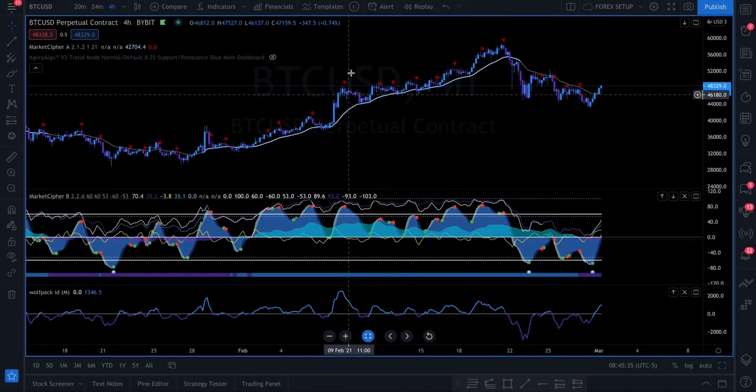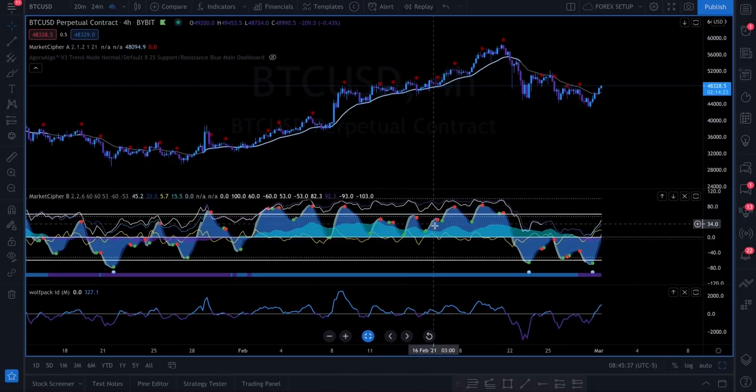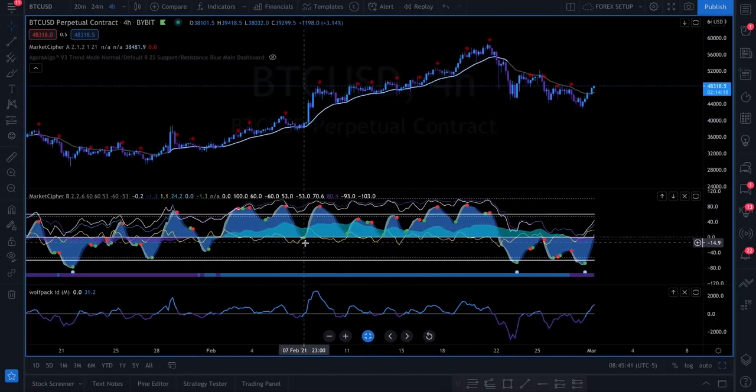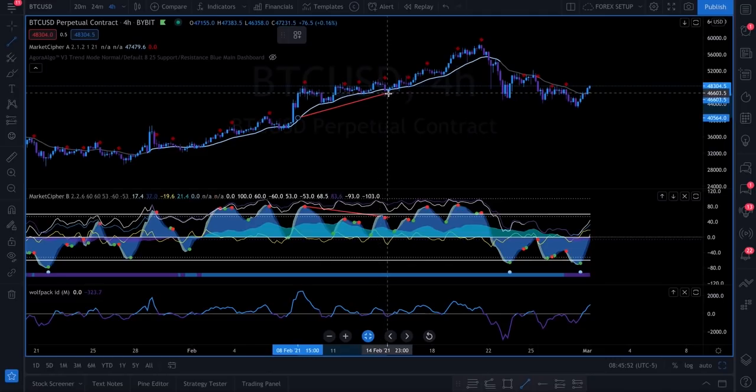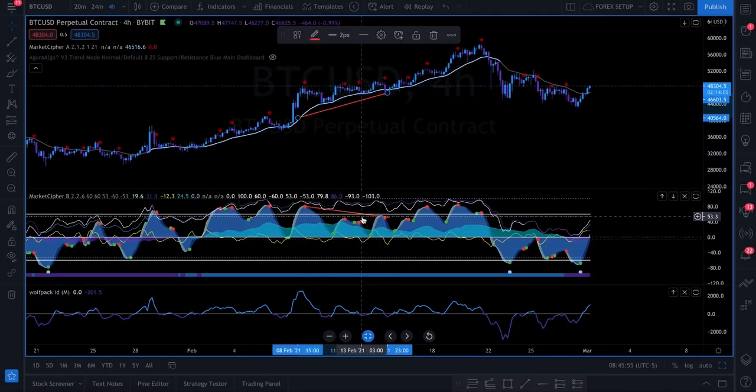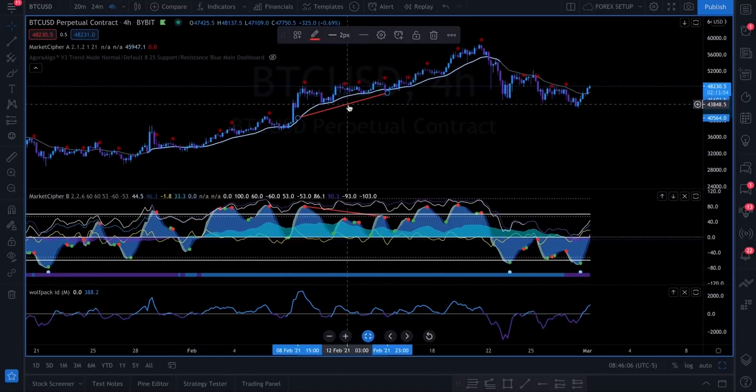Now, I'm not just looking at these red diamonds, guys. I'm looking at Market Cipher B as well. If we start to print something like this, let's be real here, we kind of saw a little bearish divergence here, right? Price kept going up, and the momentum on Market Cipher B was starting to come down. So, keep that in mind. It doesn't mean that you need to run out of the trade. Just look at Market Cipher B on different time frames. Take these things into account.